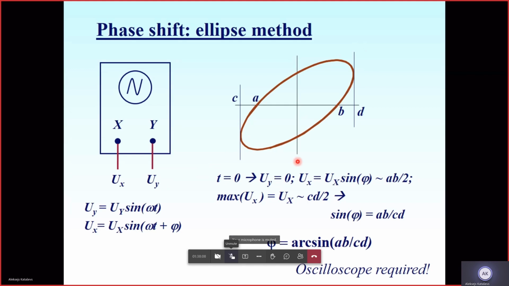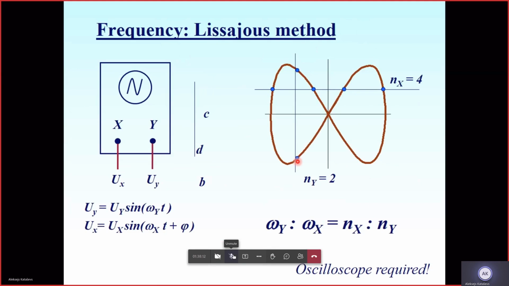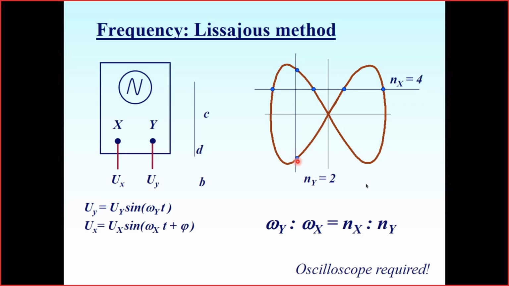And if we really have a very stable source signal and a very stable reference signal, we may get this ellipse nearly still. And when we see this still ellipse, it means that the frequency of the measured signal and the frequency of the reference signal are equal.